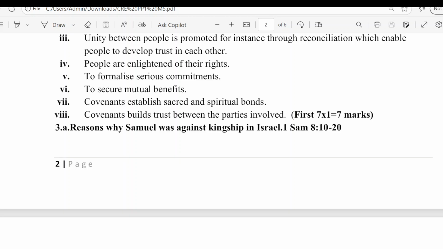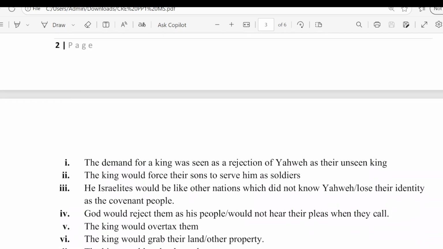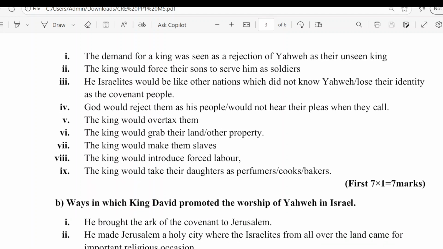Question 3. Give reasons why Samuel was against kingship in Israel. This is found in 1 Samuel 8:10 to 20. These are the reasons. The demand for a king was seen as a rejection of Yahweh as their unseen God and king. The king would force their sons to serve him as soldiers. The Israelites would be like other nations which did not know Yahweh, that is, they would lose their identity as the covenant people. God would reject them as his people. He would not hear their pleas when they called.